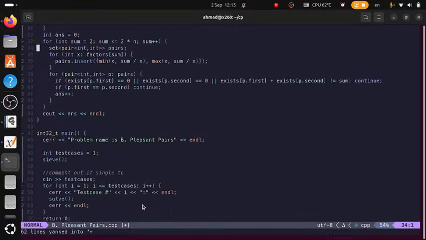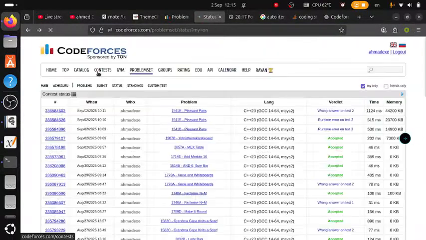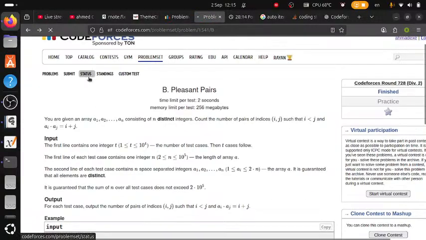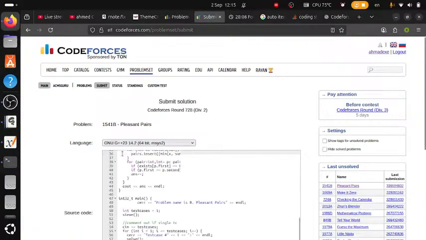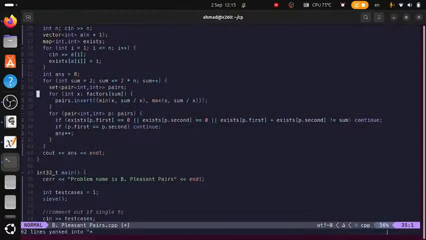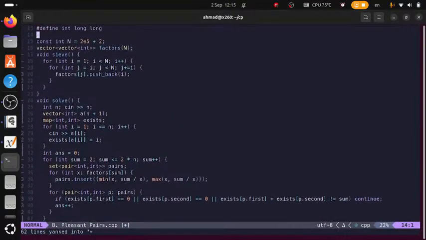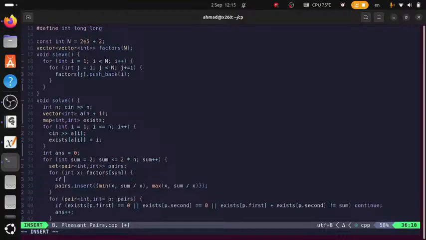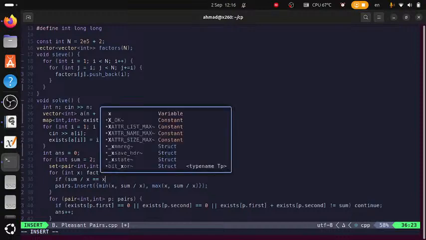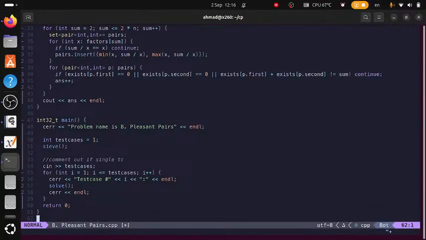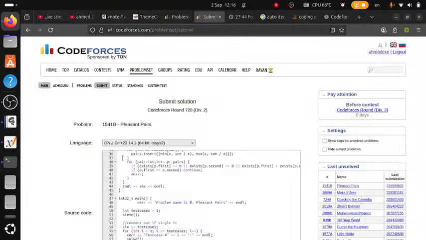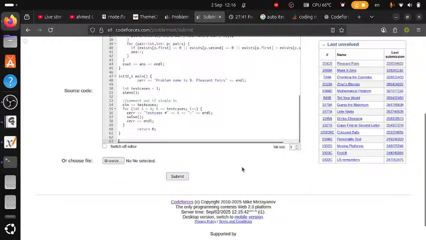So I think I figured this out. I think we are forgetting that, wait a minute. We are also supposed to do something like this. So if sum by x equal to x, then continue. Why? Because there are no two factors that are the same, right? So we can just dodge this problem for the case of 1, I guess.